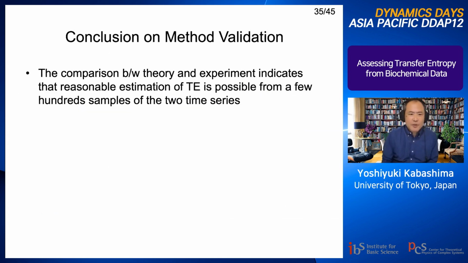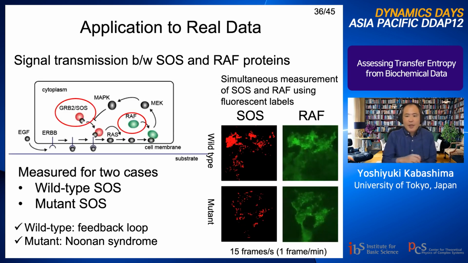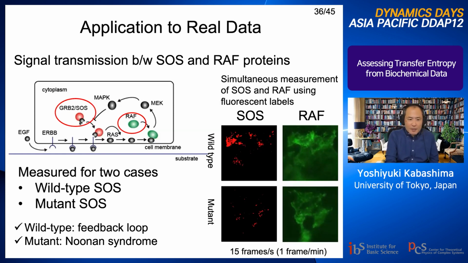But the conclusion is that the comparison between the theory and the experiment indicates that a reasonable estimation of transfer entropy is possible from a few hundred samples of the two time series. So we applied the proposed method to real data. Okay, in this case, we measured the two time series, Src protein and Raf protein.